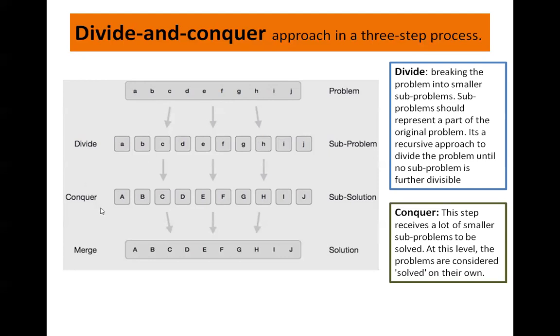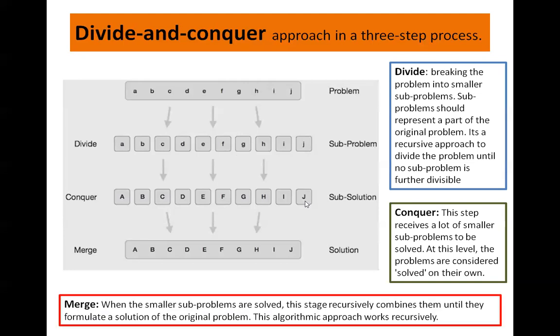Then the next phase is conquer. This step receives a lot of smaller subproblems. All these subproblems are put through this step, conquer. At this level, the problems are considered to be solved on their own. You can see these were all in lowercase, but in the conquer phase, they have all got the solution. They are all converted into uppercase. And then the last phase is merge. When all the smaller problems are solved, you recursively combine them until they form the solution for the original problem.